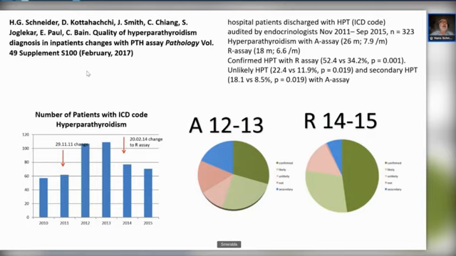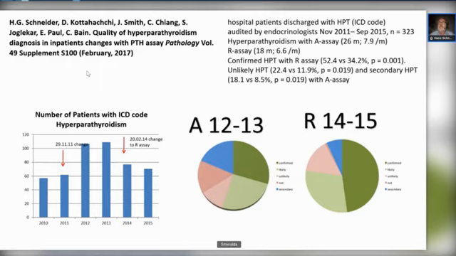You see our numbers of inpatients with the ICD code hyperparathyroidism markedly increased in that time frame. We then audited, with the help of endocrinologists, 320 patients, and we found that with one assay, I call it the A assay, we had 8 patients per month, and with the R assay, we had 6.6 patients per month.